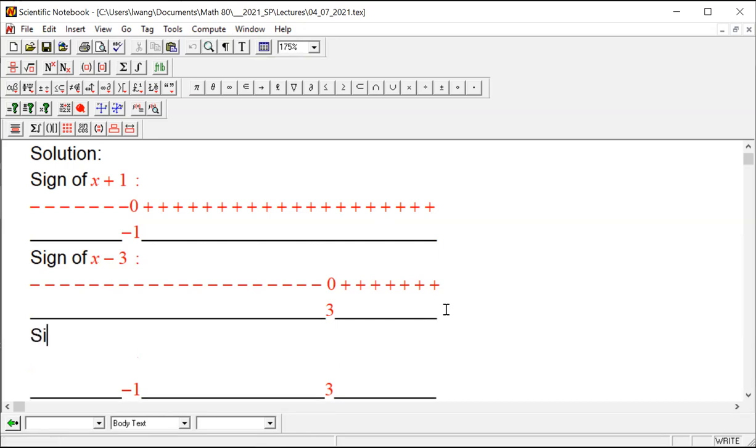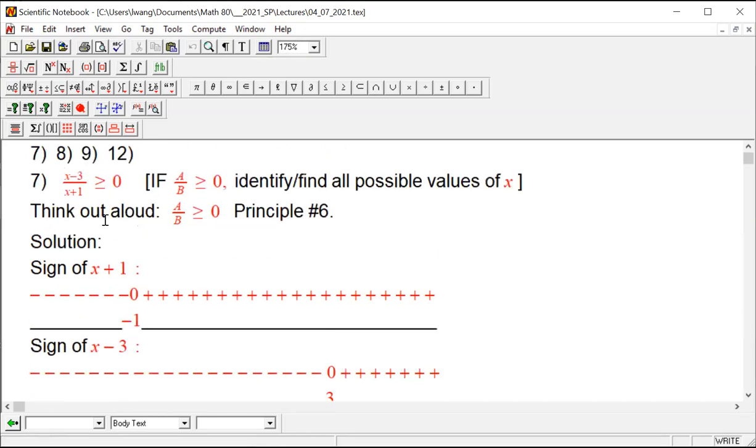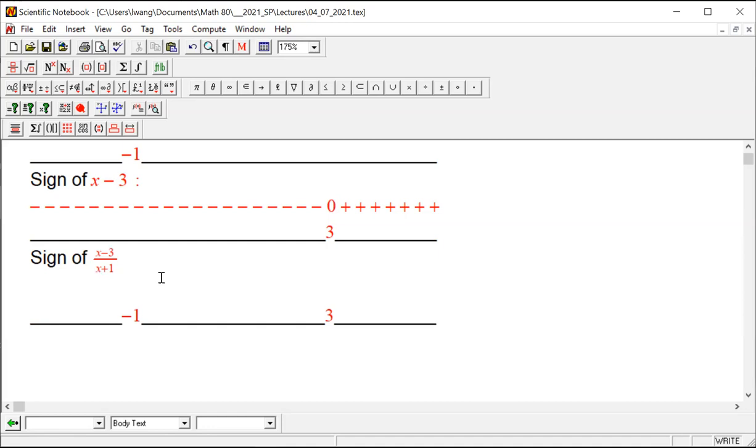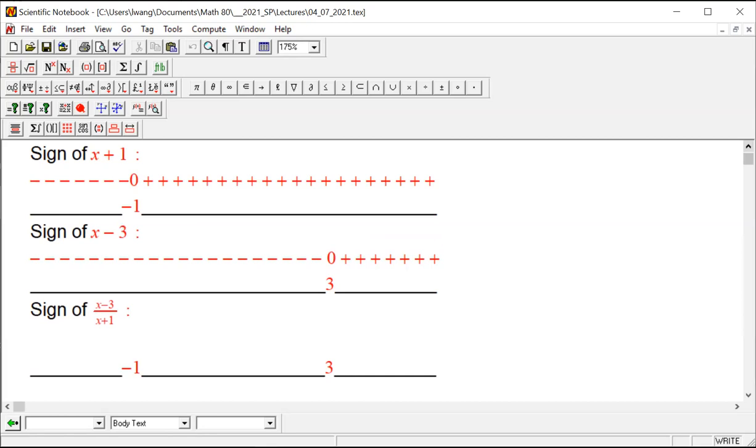So when we look at the sign of this quotient, let me just look at the -1. When we pick a number less than -1, we are doing a negative number divided by a negative number, right? So the denominator is negative, the numerator is negative. Negative divided by negative is a positive.